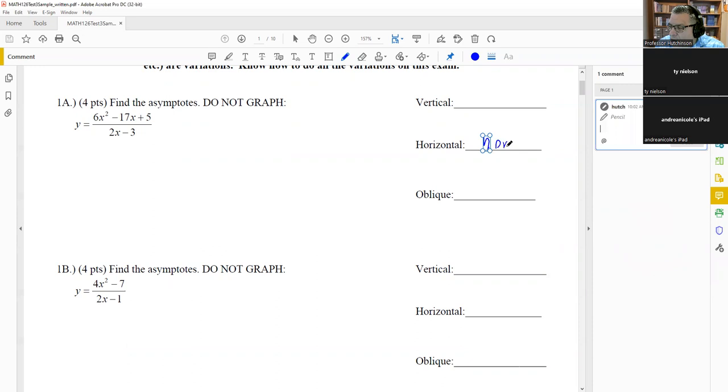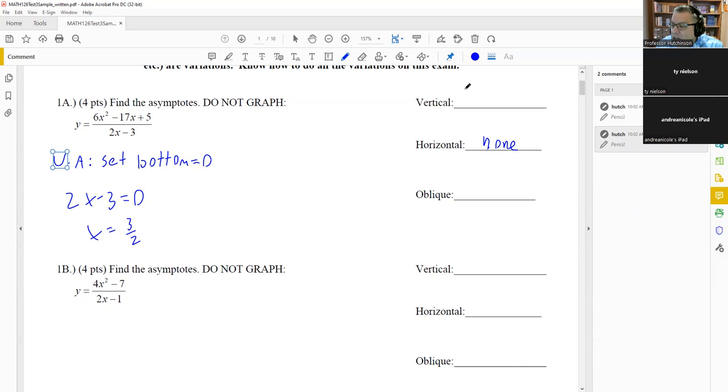Now for the vertical asymptote, if you want to find the VA, then what we do is we set the bottom equal to zero. So we're going to do 2x minus 3 equals 0. And if you solve for that, you're going to get x equals 3 halves. You want to make sure you have the x equals there as part of your answer.